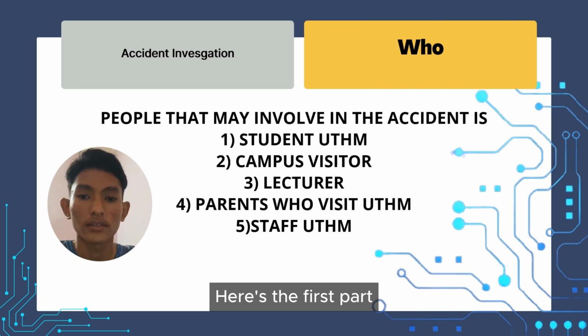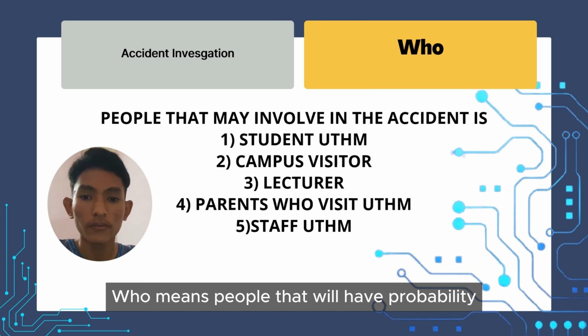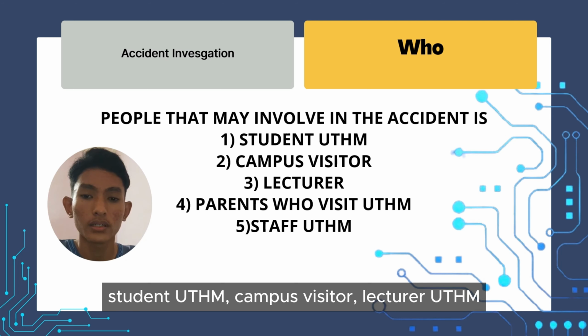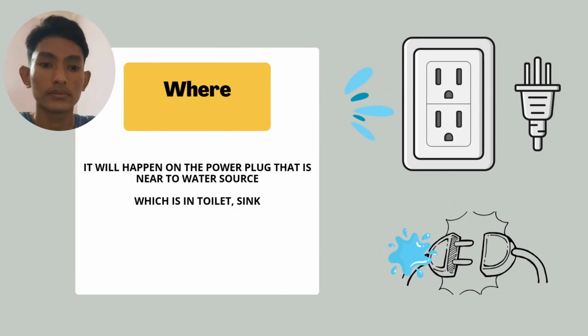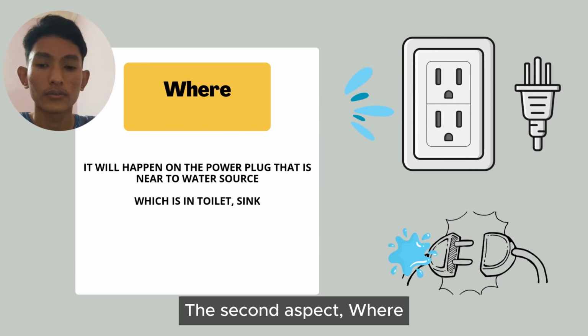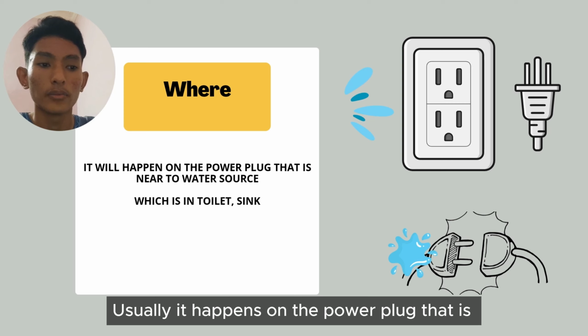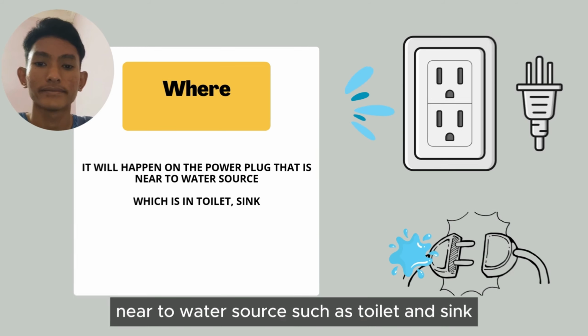Here's the first part. Who means the people who have a probability of being involved in the accident, which consists of UTHM students, campus visitors, UTHM lecturers, parents, and UTHM staff. The second aspect: where will the accident happen? Usually it happens at a power plug that is near a water source such as a toilet or sink.